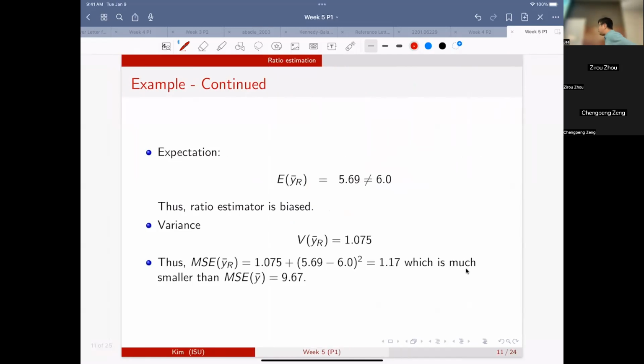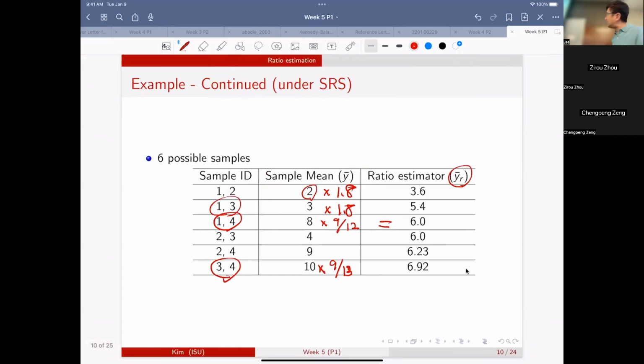So the ratio estimator is really a popular method. And the first thing you can see is that it's not unbiased. It's actually biased. That's different from simple random sampling, right? The sample mean is unbiased, but maybe has higher variance.